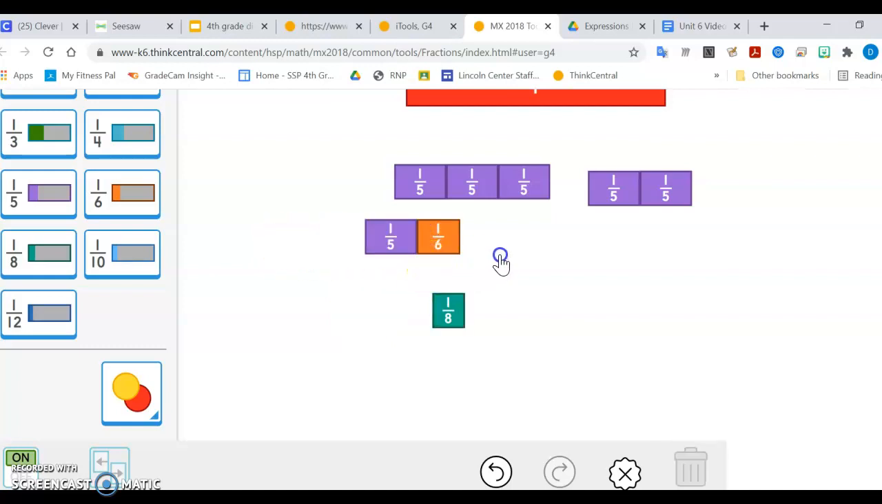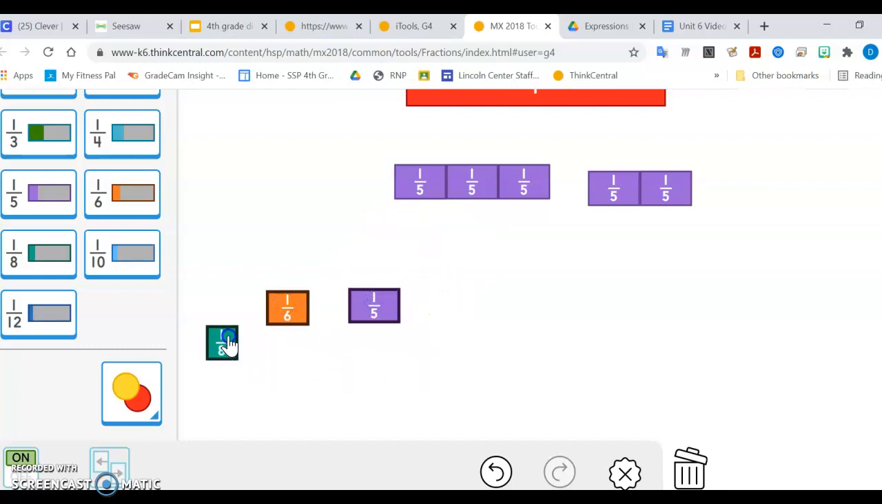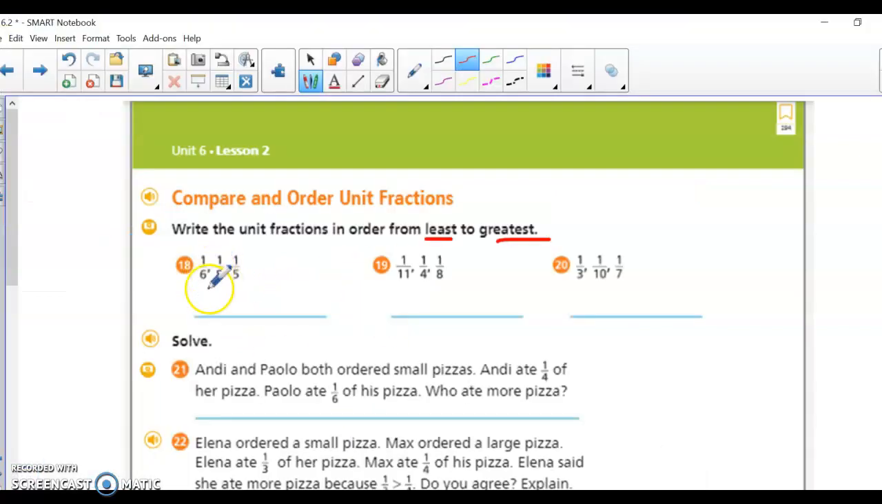Okay, so here is my, oops, let's separate those. This tool right here can be helpful. That separates them. So I know that 1/5 is going to be my biggest. So this goes 1/8 is the smallest, 1/6 is in the middle, and 1/5. So the way that I write this on this page is 1/8 is the smallest, the least, so that's first. 1/6 came next, and 1/5 is my largest.